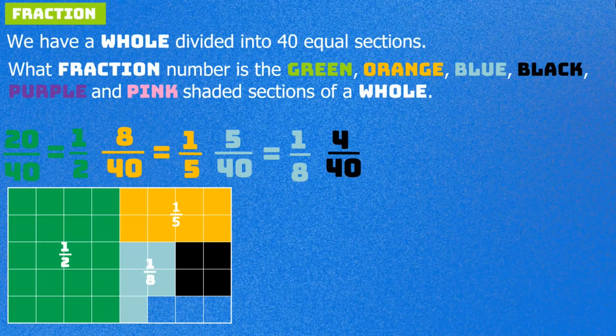Only 4 sections is shaded black out of 40 equal sections. Let's write this to its lowest term. 4 goes into the numerator 1 time, and 4 goes into the denominator 10 times. 4/40 equals 1/10.